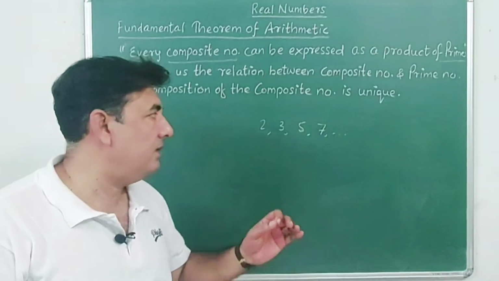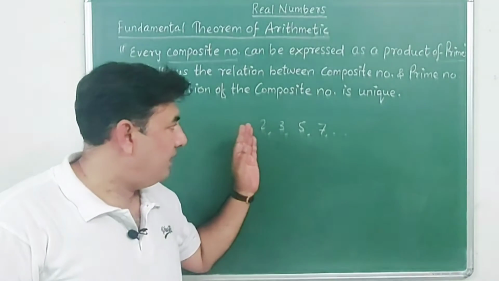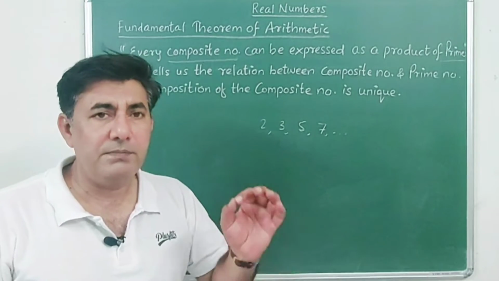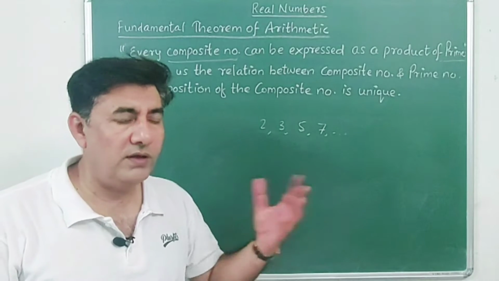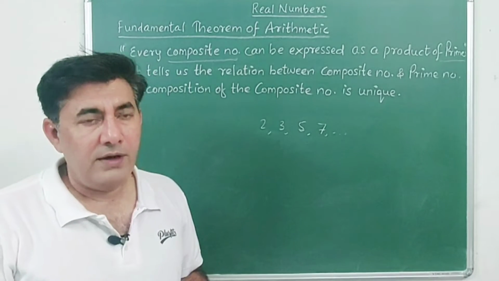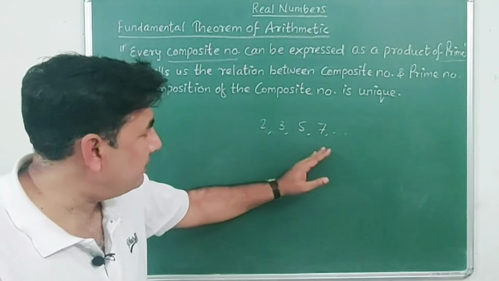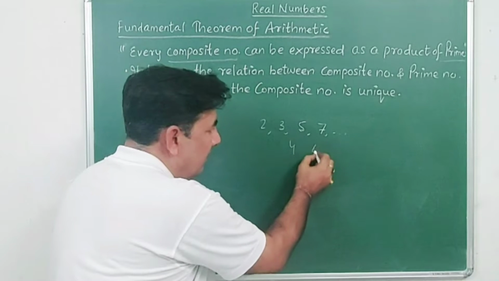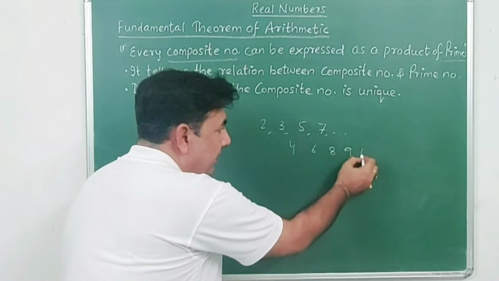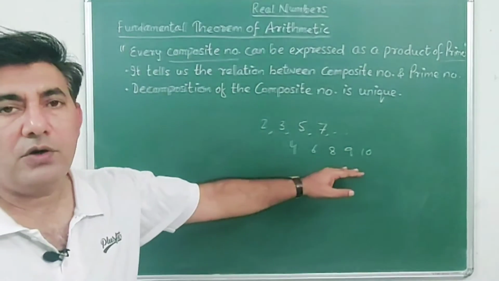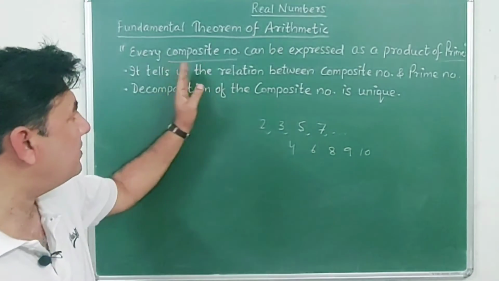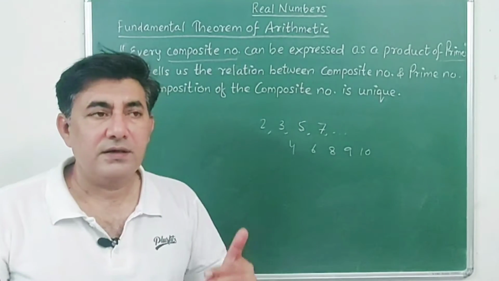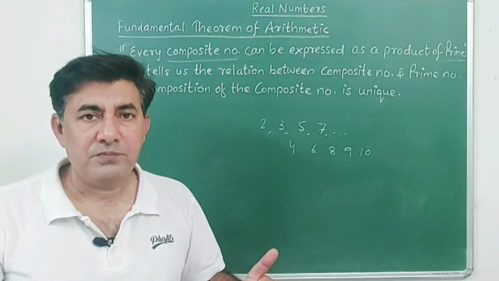The smallest prime number is 2, and when you study these numbers you will see that they are only divisible by themselves. No other number can divide them, right? And composite numbers are the rest, for example between 3 and 5 we have 4, 6, 8, 9, 10. All these numbers are called composite numbers. So according to this theorem, every composite number can be expressed as a product of powers of primes, right?